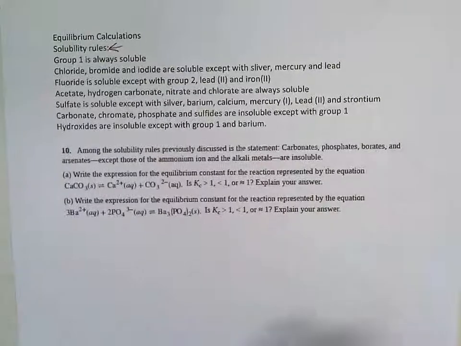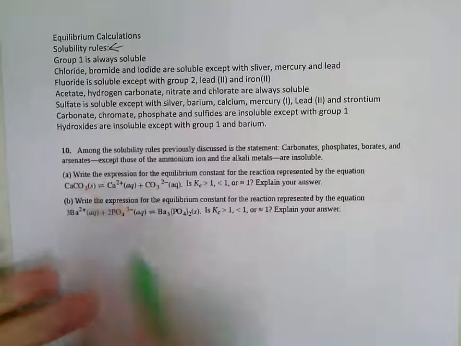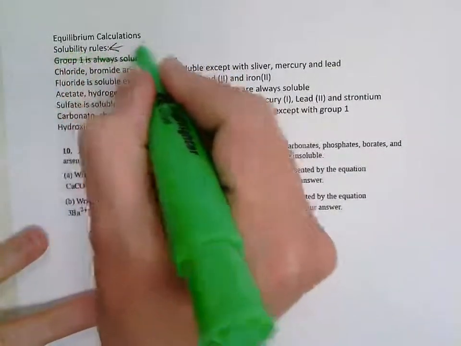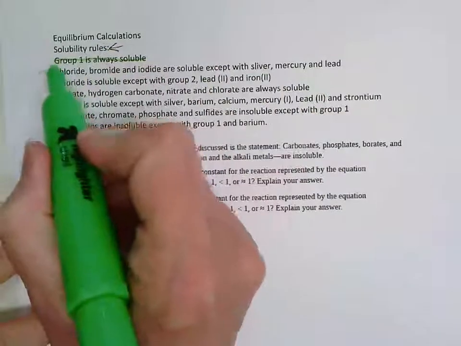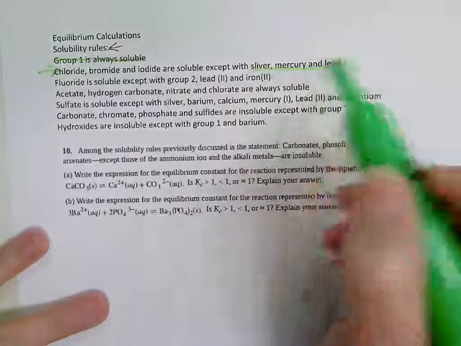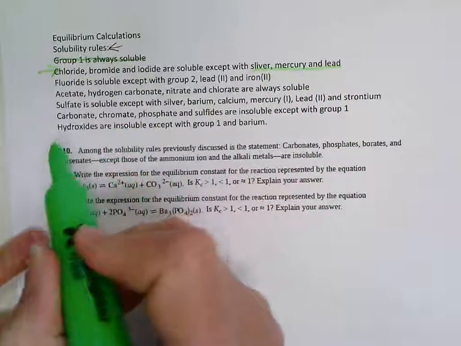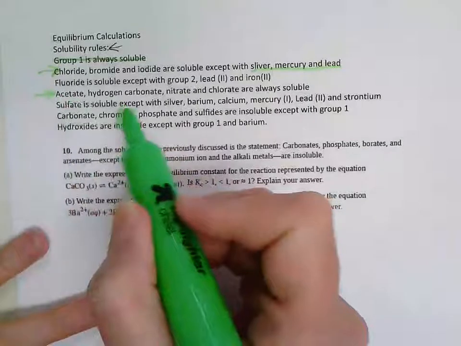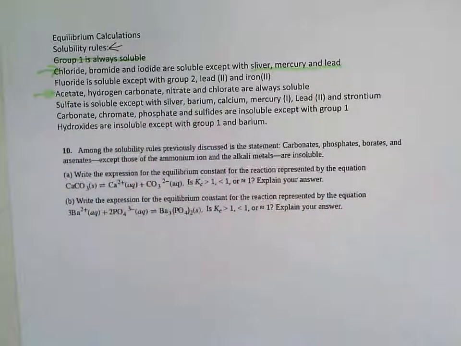The important ones that you need to know, I would say, are group 1 is always soluble. The chlorides and halides are soluble except for with silver, mercury, and lead. And then that the acetates, hydrogen carbonates, nitrates, and chlorates are always soluble. The rest are ones that are good to know, but not necessary. I would, if you have room, write them down so that you have them for later.